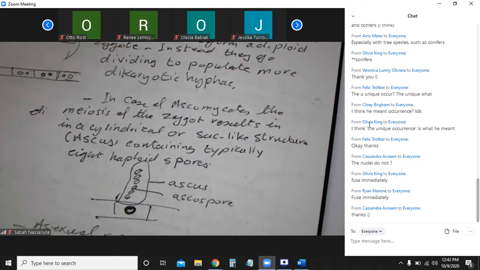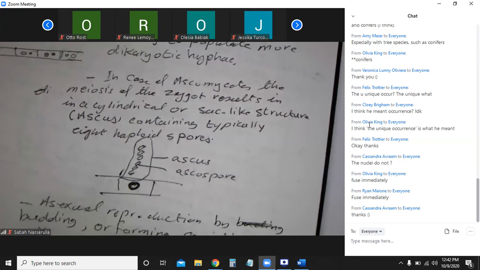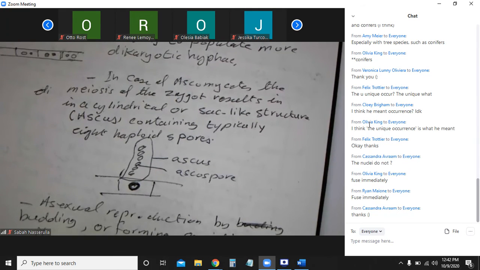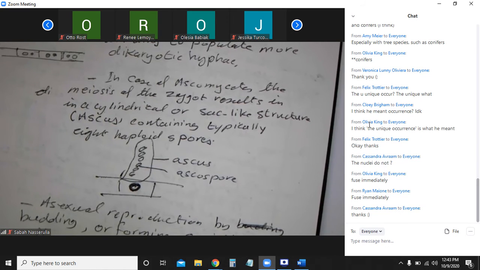In general, we call them the sac fungi, or the ascomycetes, because by the number of their species, they are one of the largest groups of fungi. To mention here, the sac fungi, or ascomycetes, are the largest of all fungal groups.